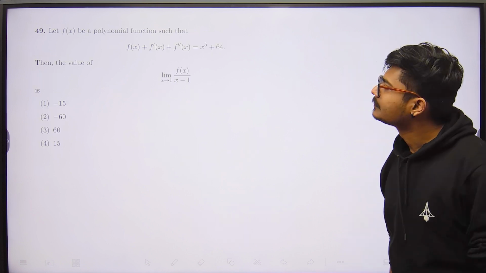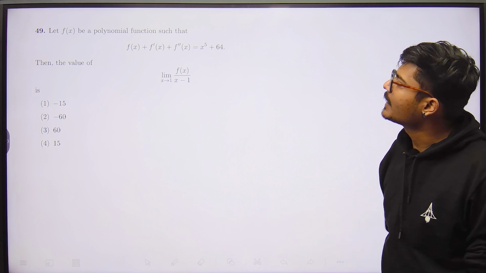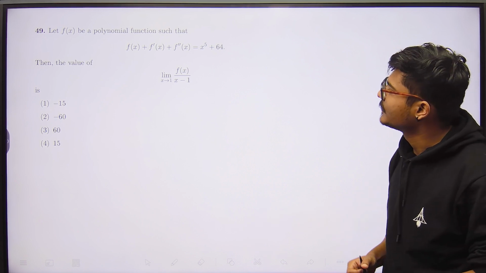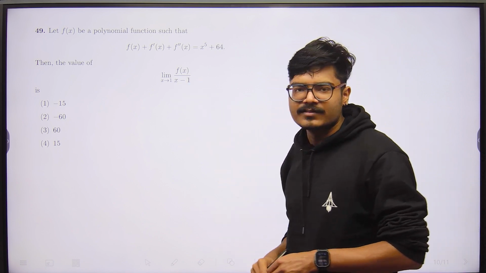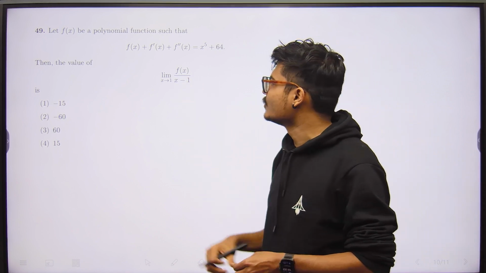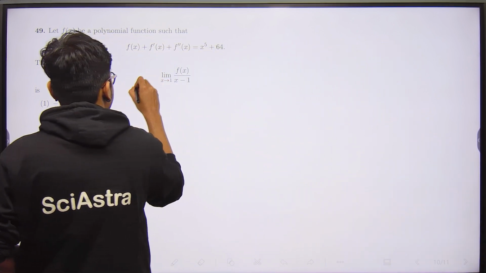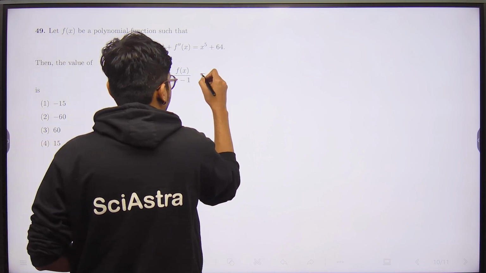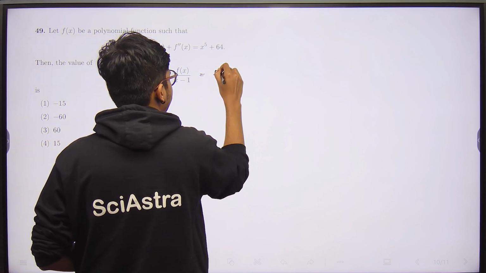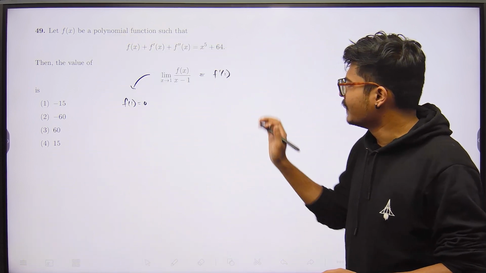Okay, let f(x) be a polynomial function such that f(x) plus f prime x plus f double prime x is equal to x to the power 5 plus 64. Then the value of this limit is what? See, first of all, f of 1 has to be 0, right? If f of 1 is non-zero, then this limit doesn't exist in the first place, right? So if f of 1 is 0, तो यहाँ से एक चीज हमें मिल रही है कि f of 1 has to be 0 for this limit to exist. And once it's 0, we can use L'Hopital and directly say कि this is the value of f prime 1, है ना? Okay, तो हमें basically f prime 1 की value निकालनी है.